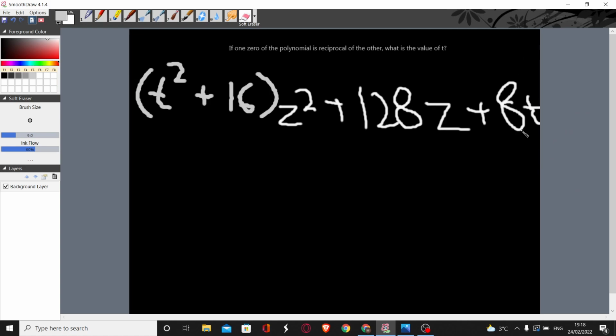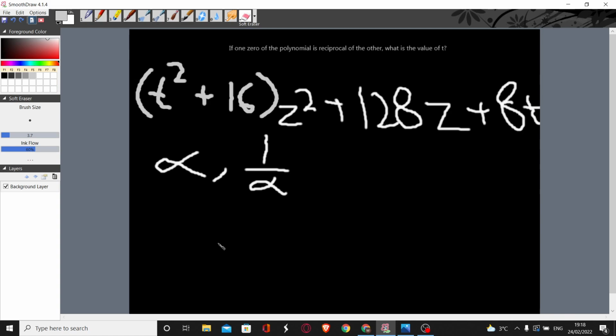Now I'll show you how we'll solve this problem. Since we know that the zeros of the polynomial are alpha and the reciprocal of alpha, 1 over alpha, I'll just write this. And now I'll show you how we can solve this question.